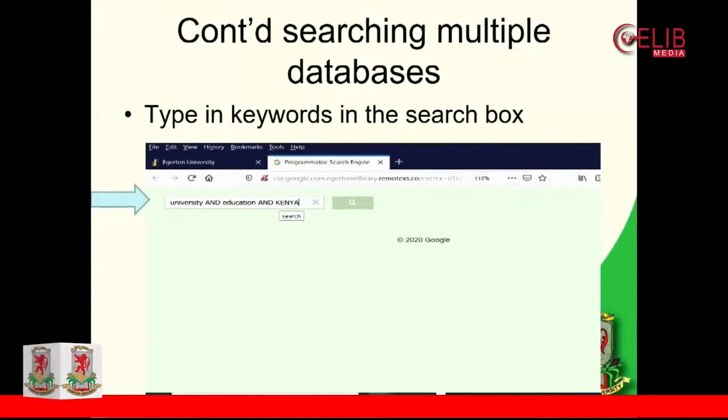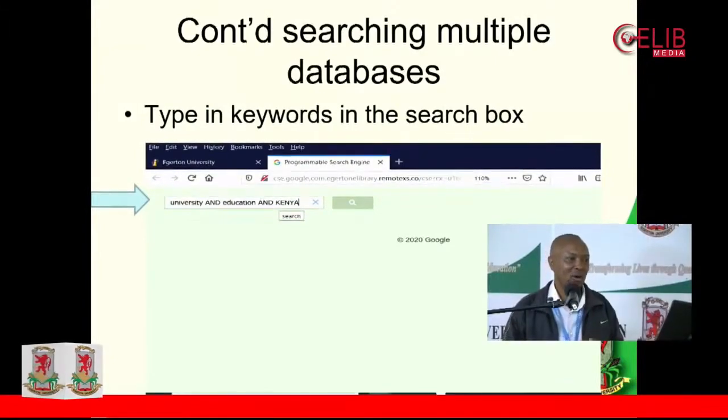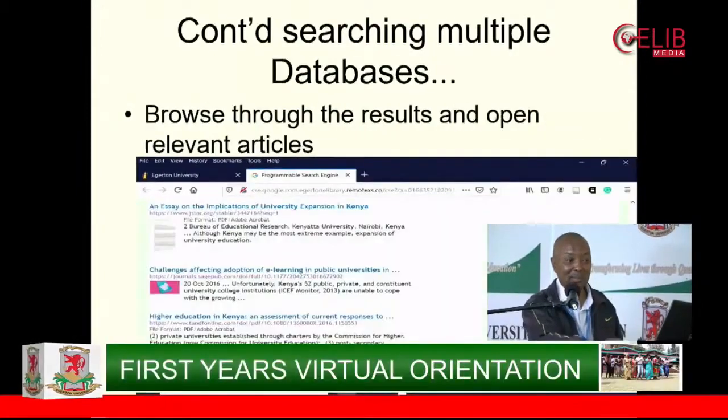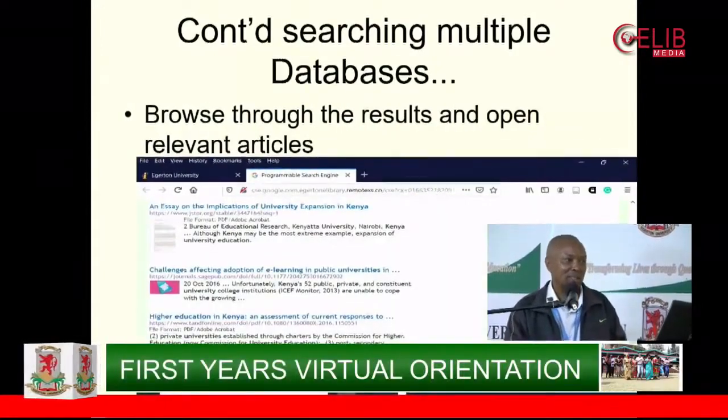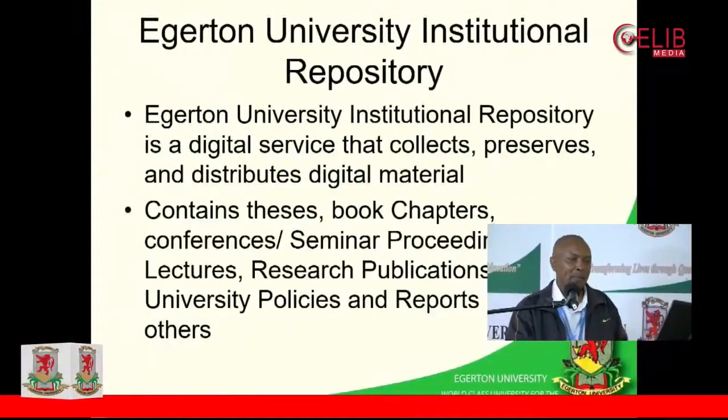For instance, I'm searching university and education and Kenya. This is what we call Boolean search. You combine using the Boolean operators and, or, not. So you simply use the same searching strategy, and that is how we do it.